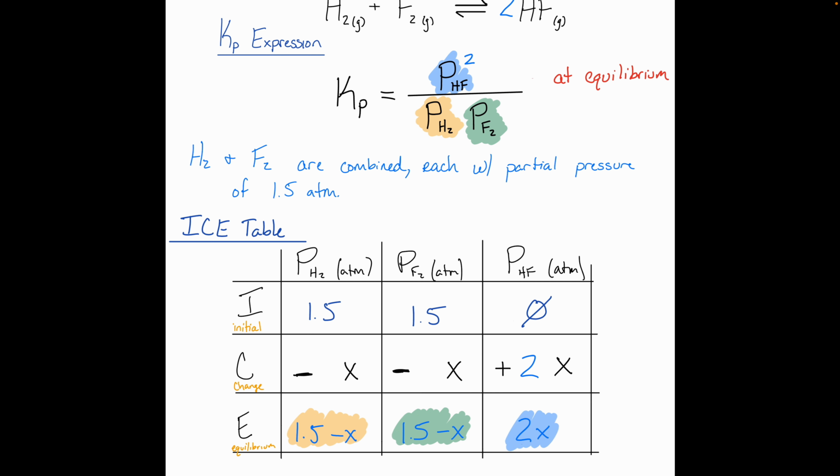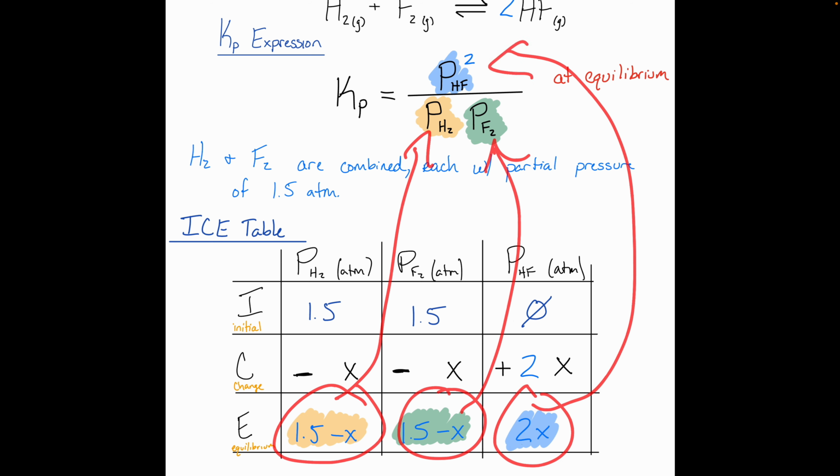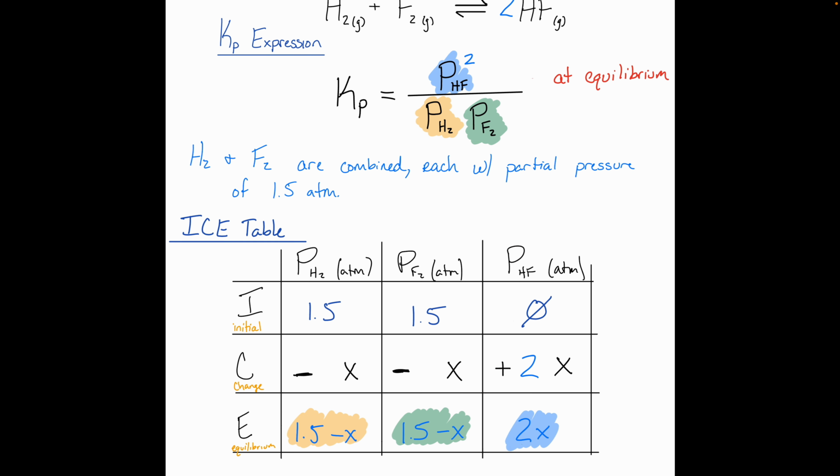And lastly, my partial pressure of my product HF at equilibrium, according to my ICE table, is 2x. So now we're going to take all of this from our ICE table and insert it into our equilibrium expression. All right? Let's go for it.